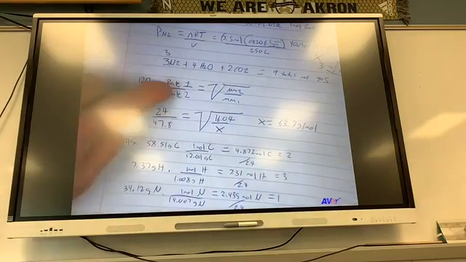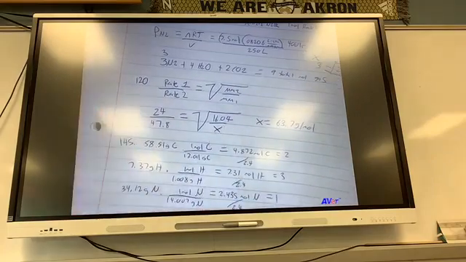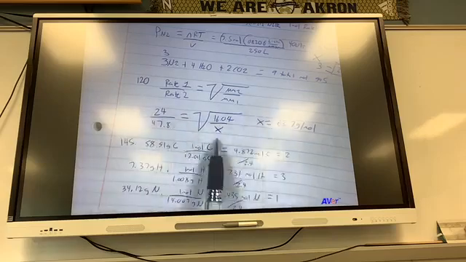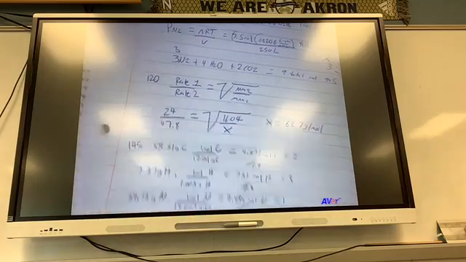So I had rate 1 over rate 2 as molar mass 1 over molar mass 2, 24 over 40.78, 16.04. That was my 120. That's just algebra then. You got to square. You probably forgot to square somewhere. That was 120.